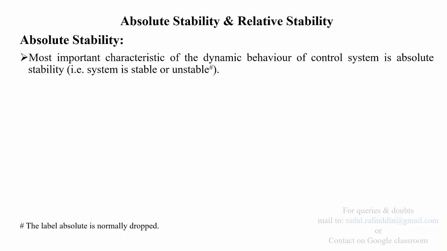Normally this term absolute is dropped, so we informally say the system is stable. By this we mean that the system is absolutely stable. So absolute stability is concerned with system stability or instability.